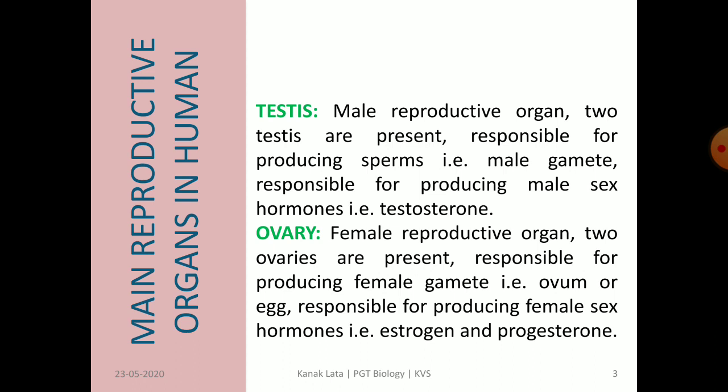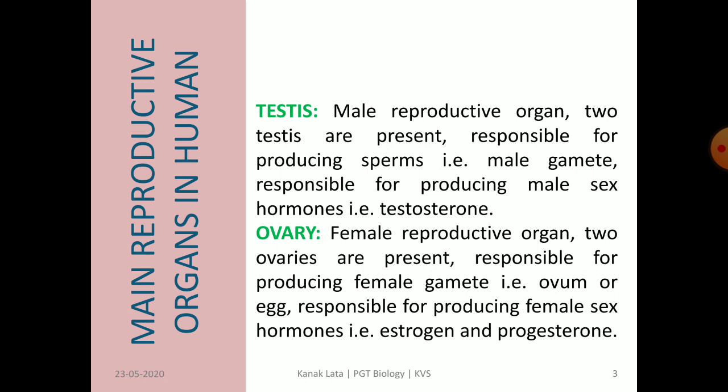Next topic is about reproductive organs in humans. Testes and ovaries are the main reproductive organs of human, male and female. So let us study about these two one by one. Testis is the male reproductive organ and two in number. Testes are responsible for producing sperms, that is male gamete, and also responsible for producing male sex hormone testosterone.